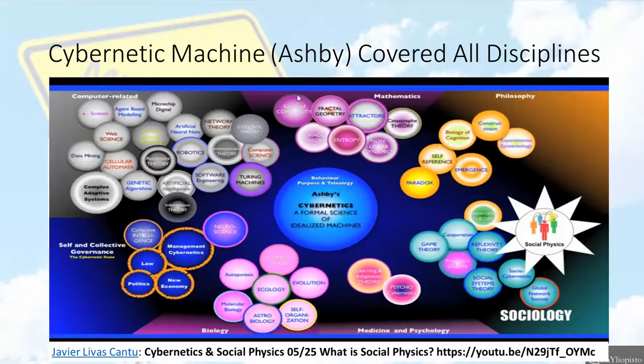This is Ashby's cybernetic model of idealized machines. He thought 50 years ago that the world consists of disciplines, and they are like models, like machines to each other, and computer-related models are here. There are about 50 to 20, and mathematics can be seen as separated cybernetic disciplines using these approaches, and philosophy, sociology, and so on.